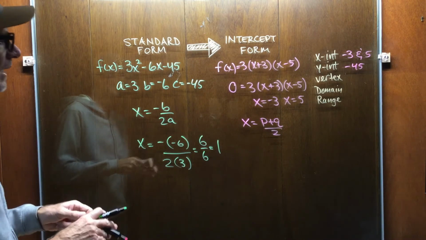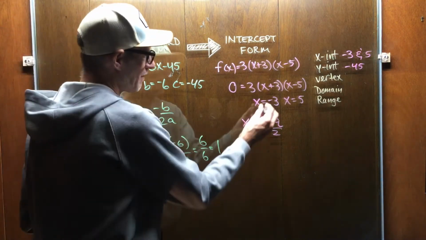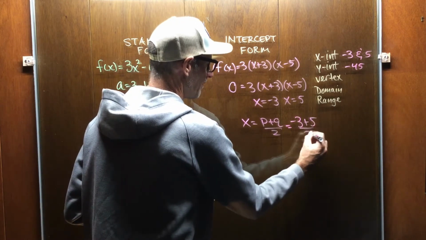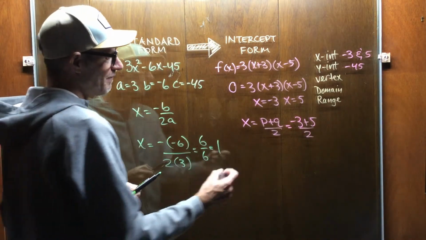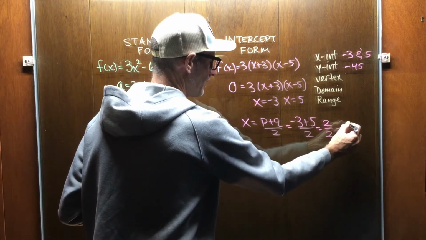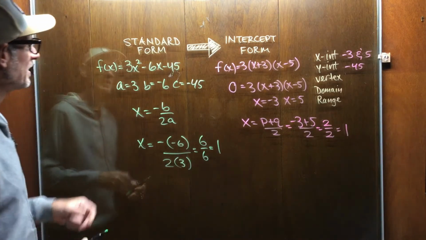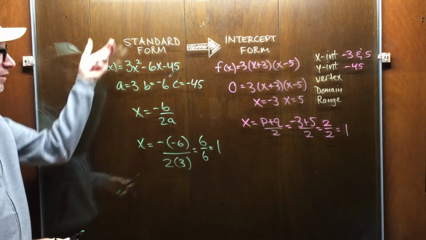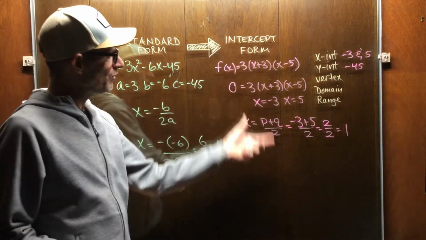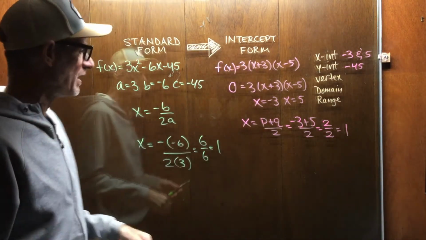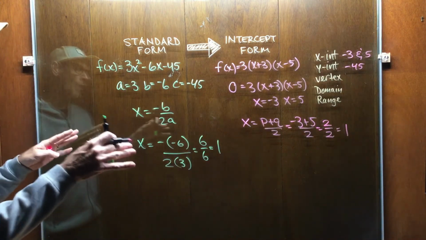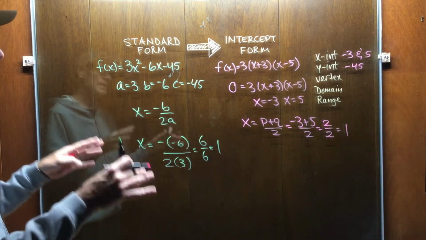If I go to intercept form, I take my two x-intercepts and I add them together and divide by 2. That's going to give me 2 over 2, which is 1. So as you can see, when you're looking for the vertex, you can find it in standard form by using one equation, or you can use intercept form and use a different equation to find the x-coordinate of your vertex. No matter which equation you used, the next step is going to be the same.